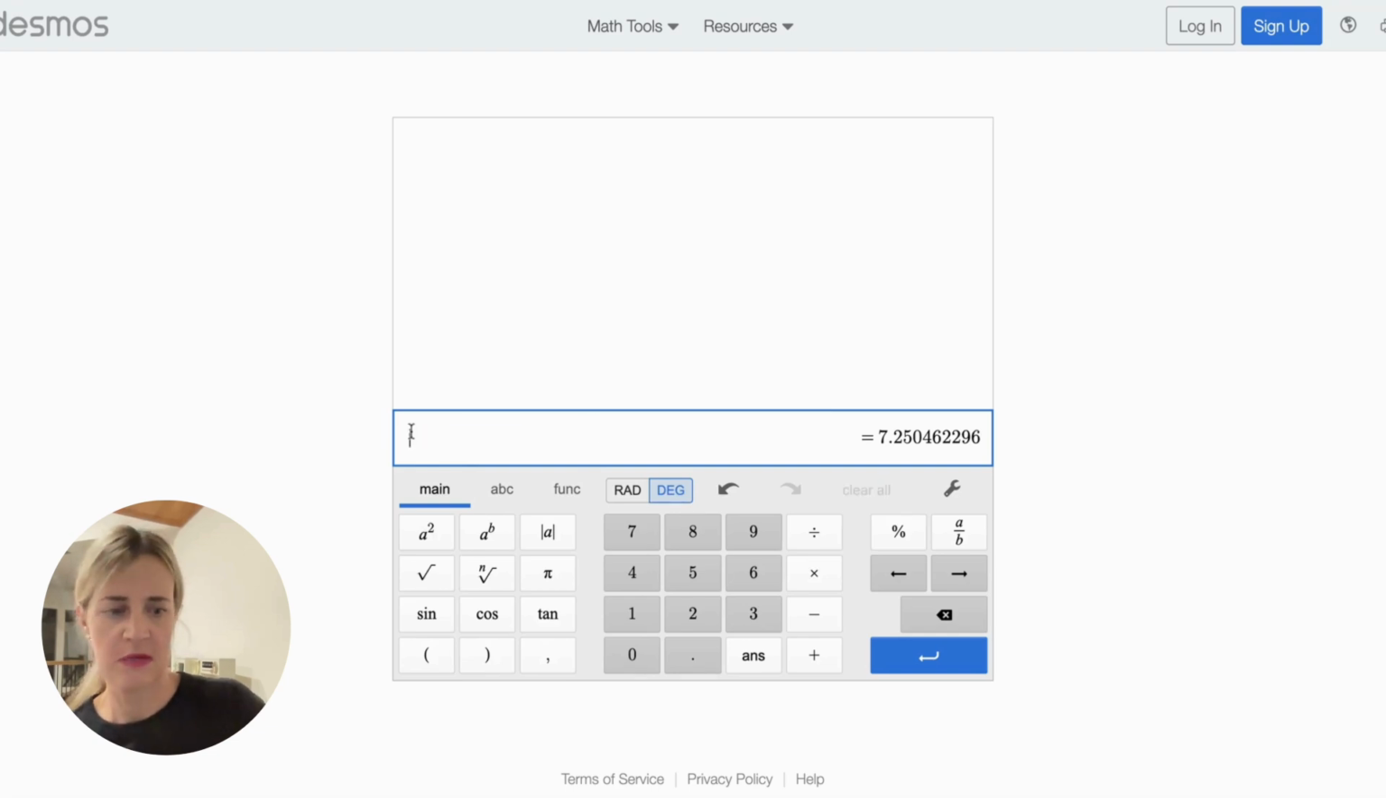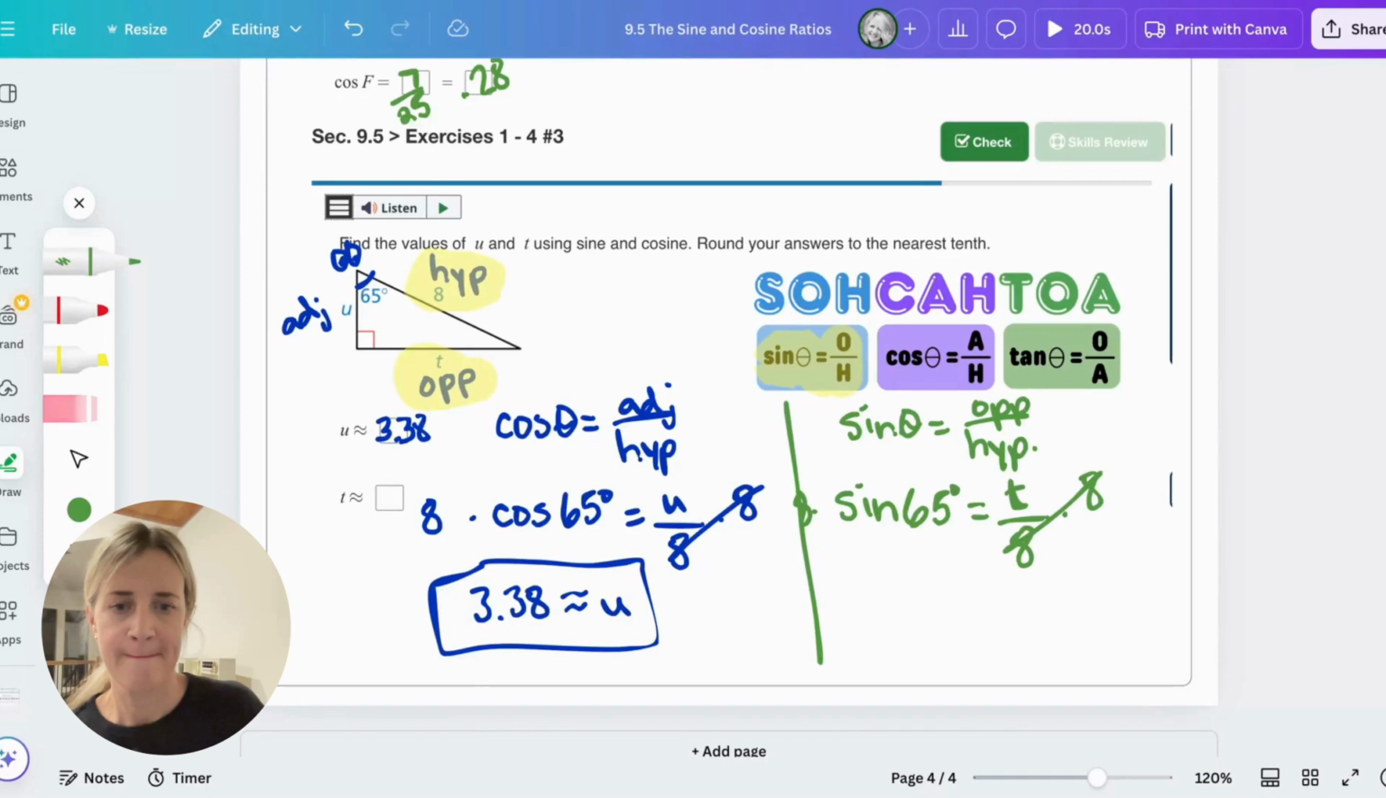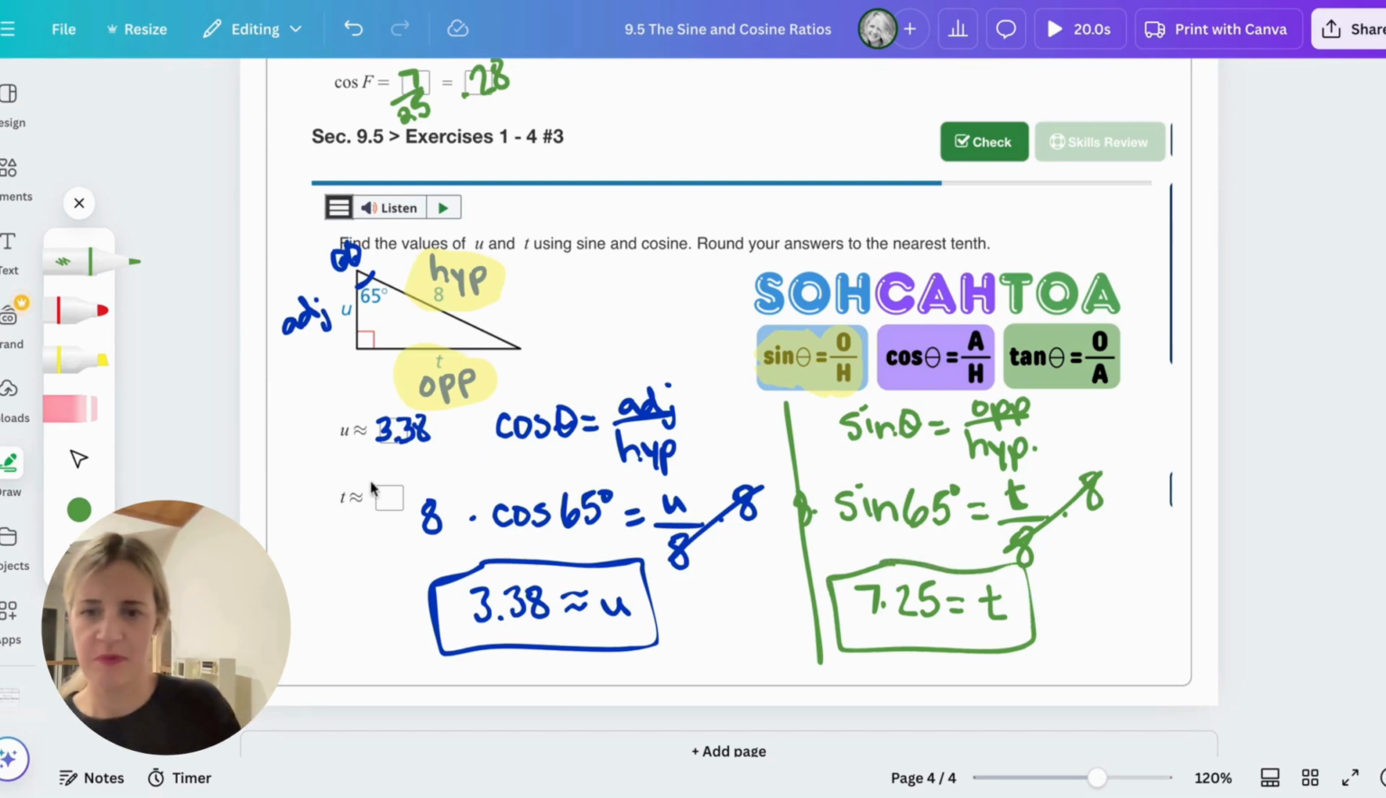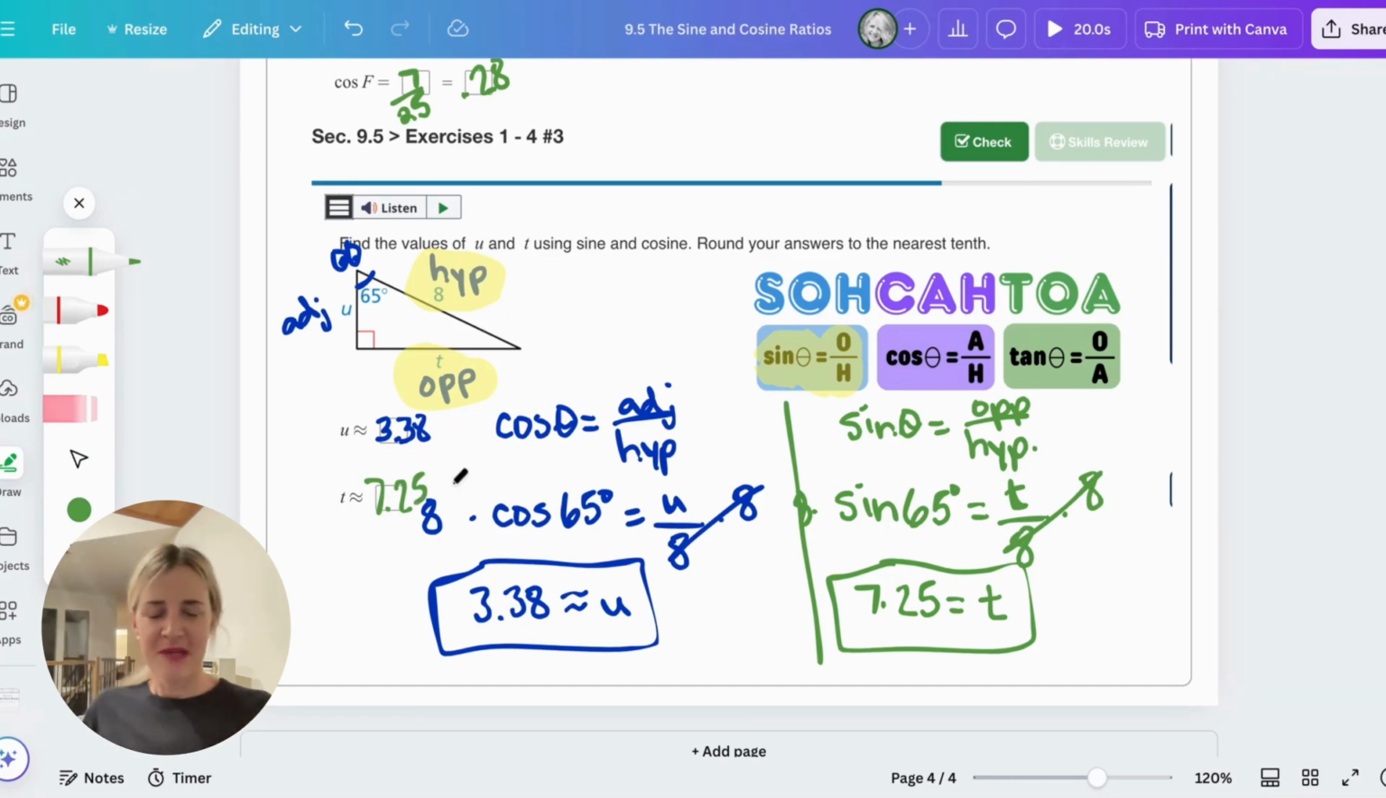Let's see if that worked the same. 8 times sine 65. Yeah. 7.25. That's again a t. It's kind of like a weird F, right? I don't know why I write my t's like that. 7.25. My answer there.